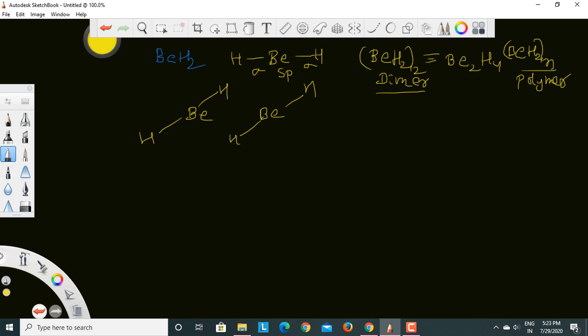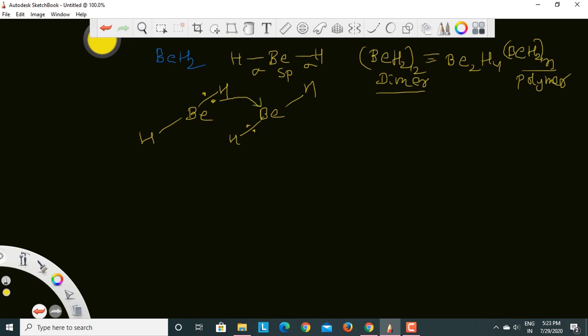Now, BeH2. But how will the bond between these two BeH2 be formed? Suppose this is a bond pair, this is also a bond pair. Now this bond pair containing two electrons can form a bond with the vacant orbital of beryllium, just like diborane. So here also these two electrons of the bond pair will make a bond with the vacant orbital of beryllium. So these two electrons will form a bond between beryllium, hydrogen, and beryllium. Here also you will get beryllium, hydrogen, beryllium, and these two hydrogens.